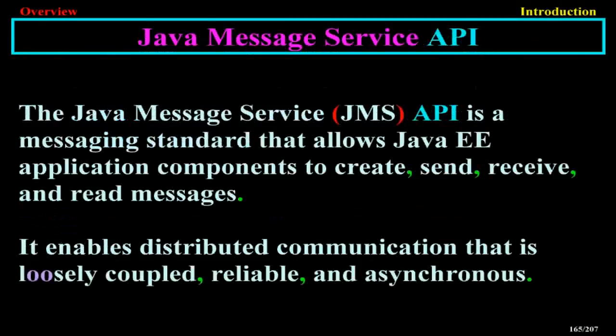Java Message Service API. The Java Message Service (JMS) API is a messaging standard that allows Java EE application components to create, send, receive, and read messages. It enables distributed communication that is loosely coupled, reliable, and asynchronous.